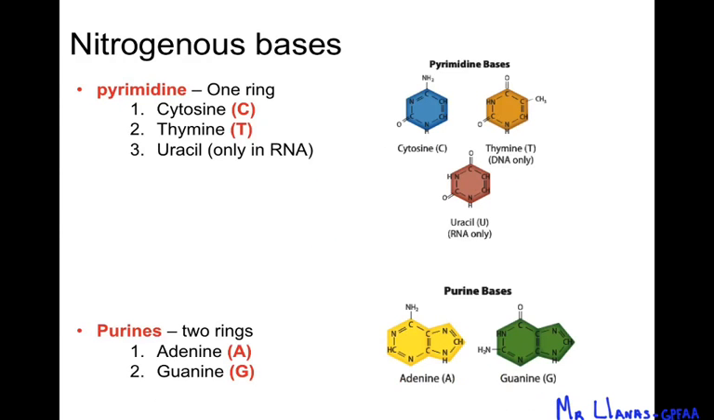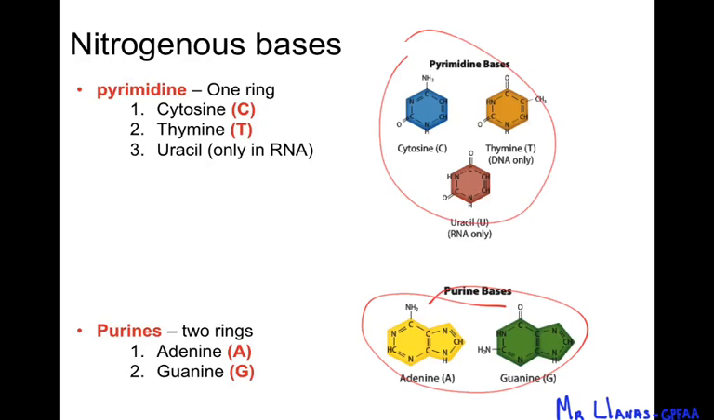We also have the other two, which are purines. Purines are your A and G, and these ones have two rings. Look at the pictures on there, and you can see that there's two rings in these ones and only one in this one up here.